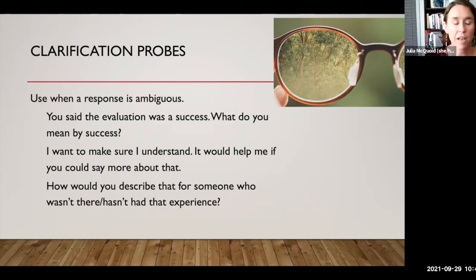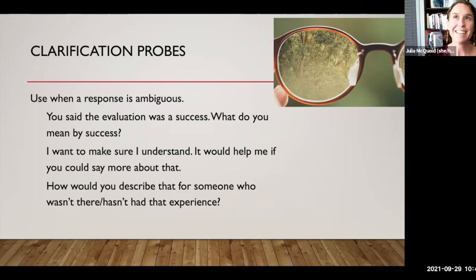So you said the evaluation was a success. What do you mean by success? What do you mean by whatever the thing is, something that I think a lot of us use a lot of the time. I want to make sure I understand. It would help if you could say more about that. Another one that I really enjoy using is if a person's assuming that I know what they mean, and they're using a shorthand way of expressing themselves, I'll say, how would you describe that for someone who hasn't had that experience? Or how would you describe that for someone who hasn't been there?